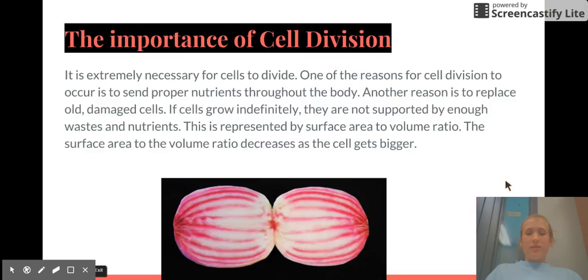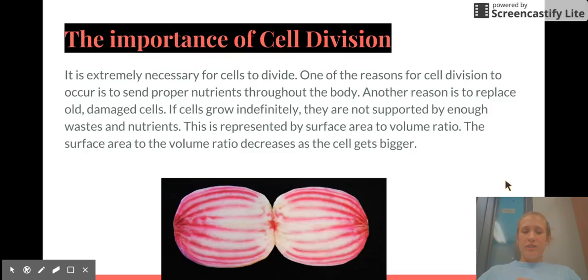The importance of cell division. Cells have to divide, and that's it. There are many reasons for this. One of them is to replace old damaged cells, and another one, this one may be more important, is because cells cannot grow indefinitely. If they grow indefinitely, then the proper nutrients won't be able to exit the cell or enter the cell in the proper amount of time.